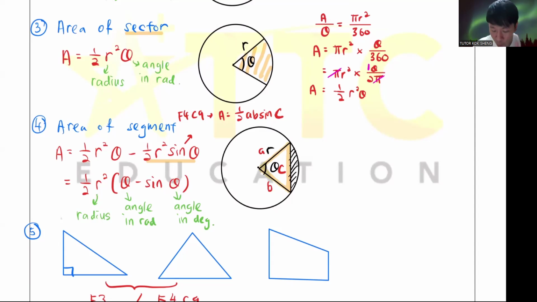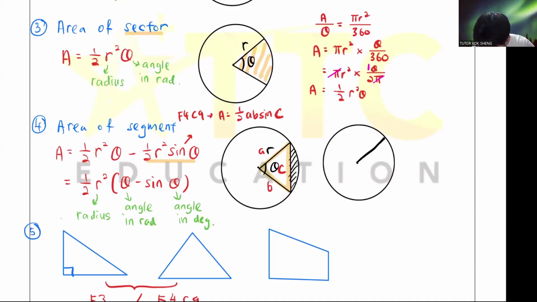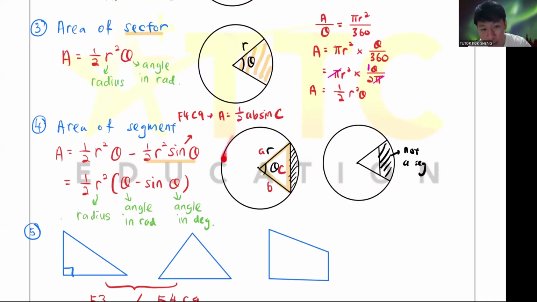But be careful with segment. Don't see it wrongly. If I have a picture something like this, this is not a segment. Yes, a segment is from a circle, one end of the circle joined to the other end of the circle. You can see, it's not radius joined to radius, it's circle joined to circle. So don't mistake the segment, okay?